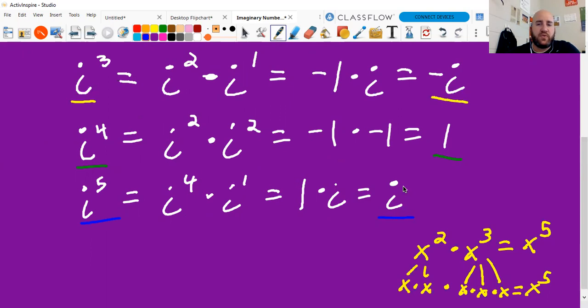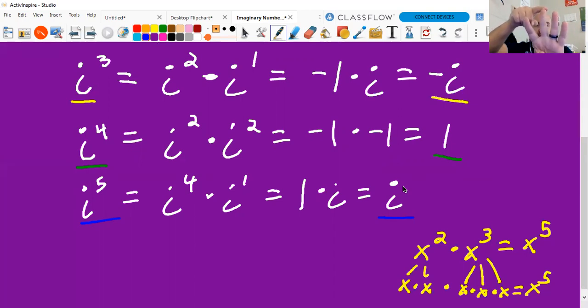I'm trying to think how this is going to reflect coming across the screen. I might need to do it this way. Okay. i to the 1st is i. i squared is -1. i cubed is -i. i to the 4th is +1. So I've got i, -1, -i, +1. i to the 5th comes back to i.